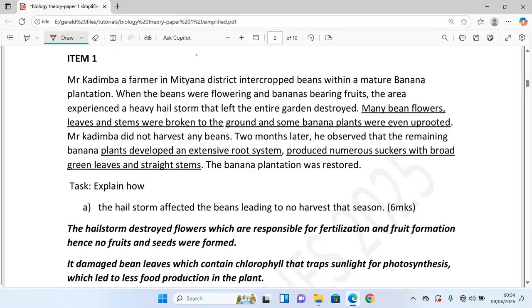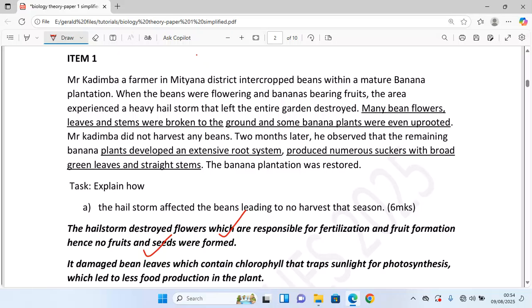For example, here I'm saying the hailstorm destroyed flowers, which are responsible for fertilization and fruit formation, and hence no fruits and seeds were formed. See, those are the two areas we are looking at. What did the hailstorm do? The hailstorm destroyed flowers. So what? The flowers are responsible for fertilization and fruit formation. What happened? No fruits and seeds were formed.